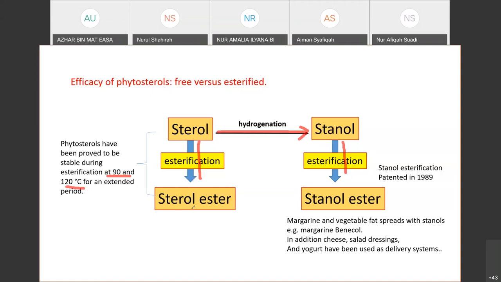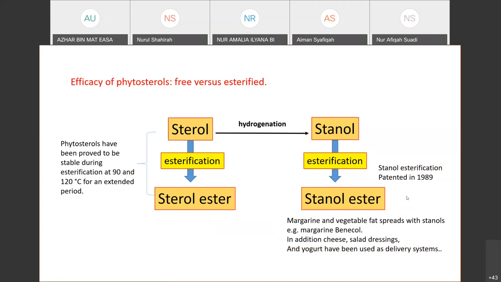Stanol esterification is a patented process in 1989. So now you can see products using margarine, vegetable fat spreads, cheese, salad dressing, etc., by using stanol esters. So now you have the option, you can use sterol esters and also stanol esters in your products. So from here you can tell what is more stable in terms of product choice.